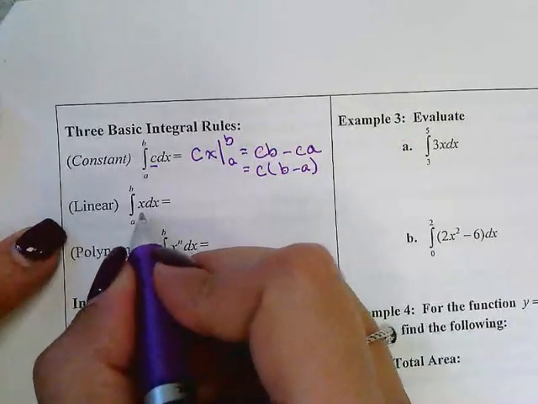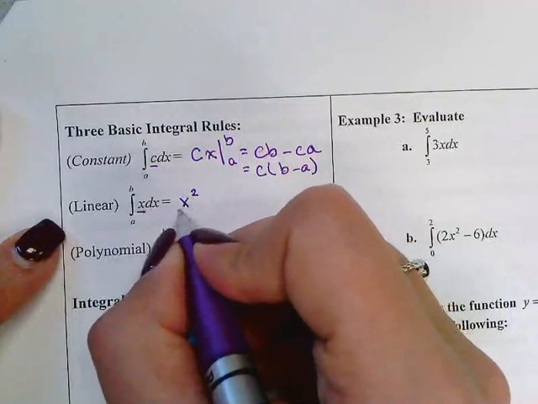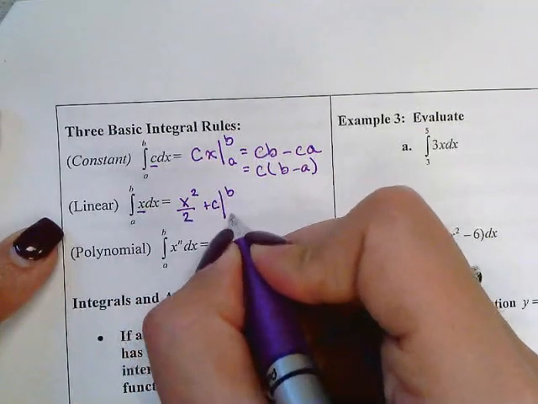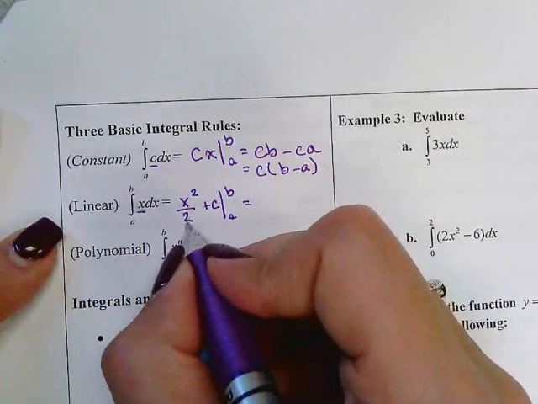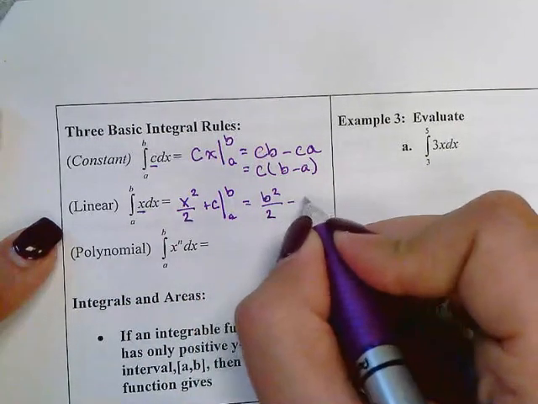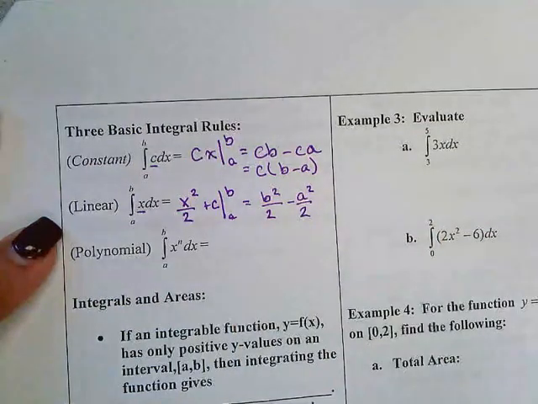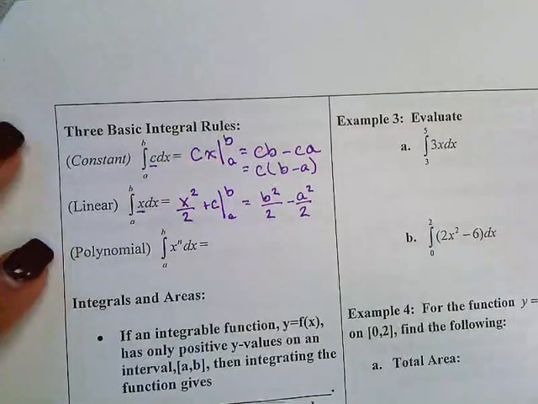If it's linear, remember you take the antiderivative of this, so it's x squared over 2 plus c from b to a, which ends up giving us b squared over 2 minus a squared over 2. And remember the c's cancel out because we are subtracting.